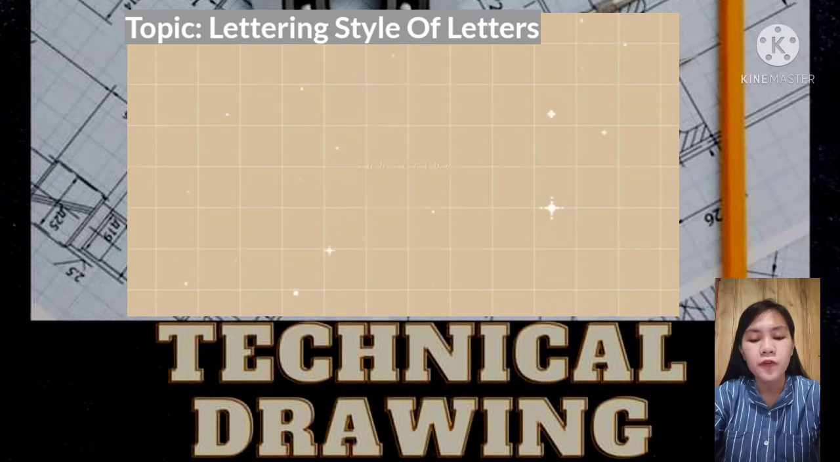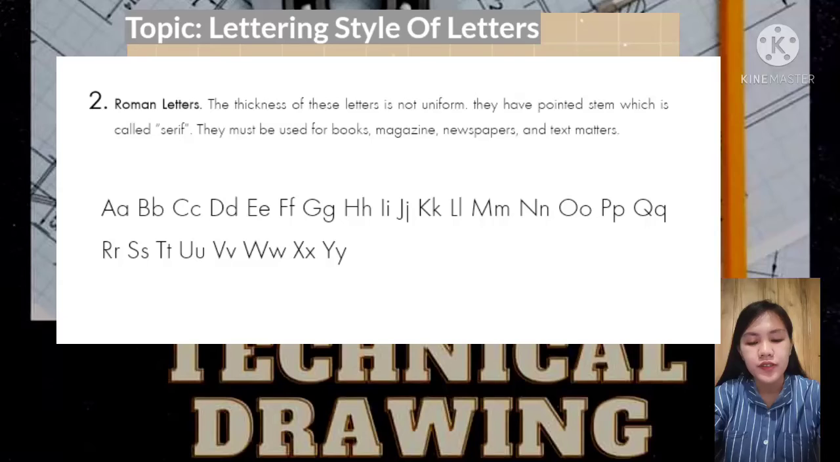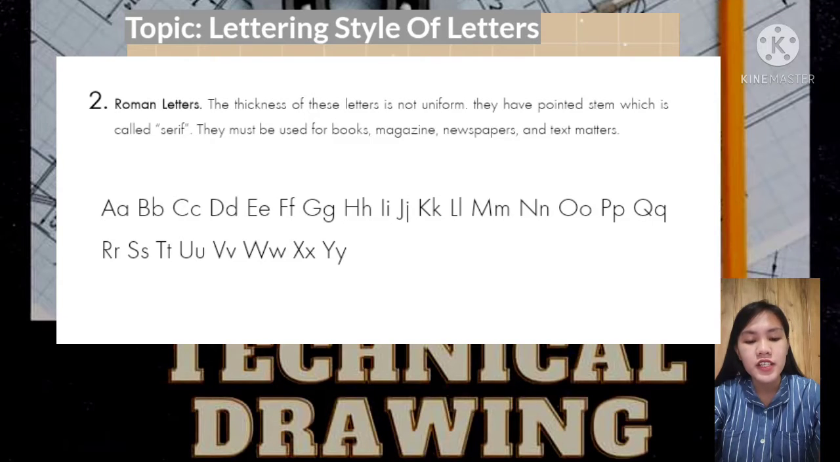The second group of letters, Roman letters. The thickness of this letter is not uniform. They have pointed stems, which are called serifs. They must be used for books, magazines, newspapers, and text matter.